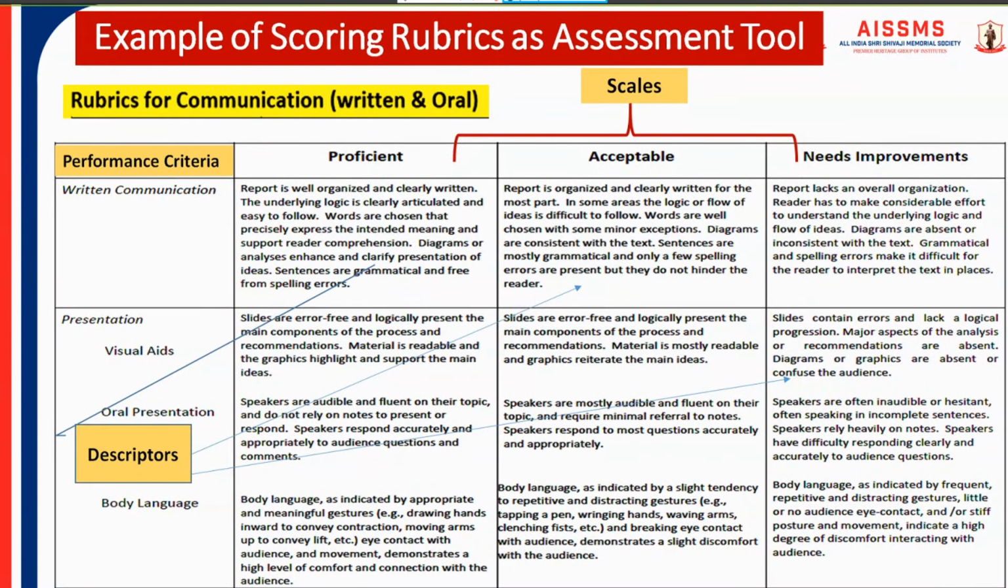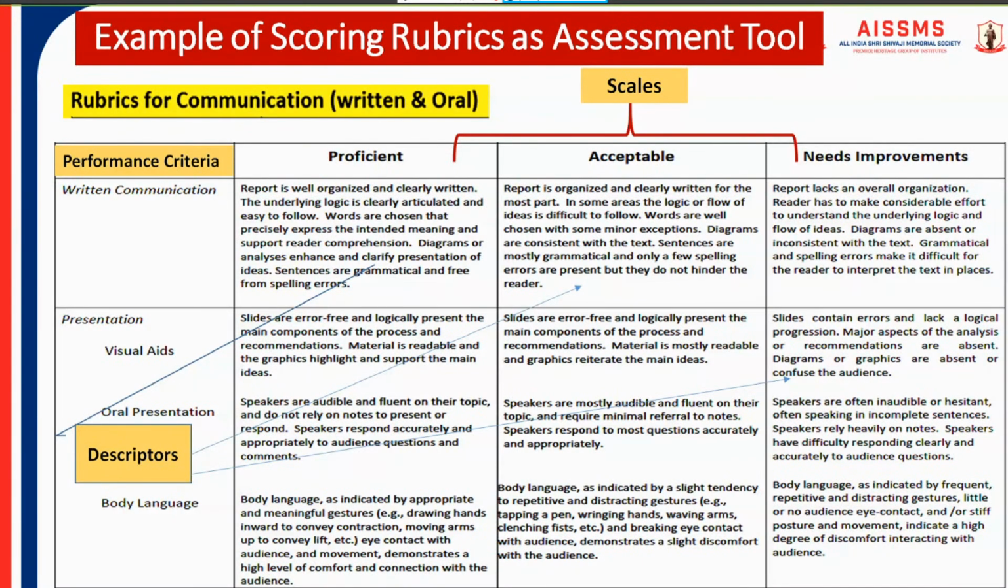When we talk about the written communication, when can we say he is proficient, that he is very good? So report is well organized and clearly written. The underlying logic is clearly articulated and easy to follow. Words are chosen that precisely express the intended meaning and support reader comprehension. Diagrams or analysis enhance and clarify presentation of ideas. Sentences are grammatically correct and free from spelling errors. So whatever I have written over here, these are called the descriptors. When he is very proficient, these are the things that need to be talked about.